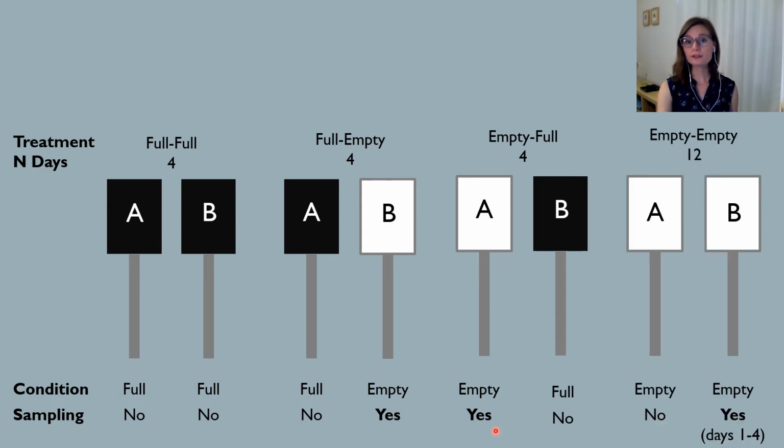Then we switched food availability at the feeders and again measured sampling at the empty feeder. Finally, for 12 days, we emptied both feeders to ensure that we weren't inflating overwinter survival in the population by providing a continuous food source. And in this case, we only measured sampling at the feeder that had been full in the previous treatment and for 4 days only to ensure consistency with the previous treatments.